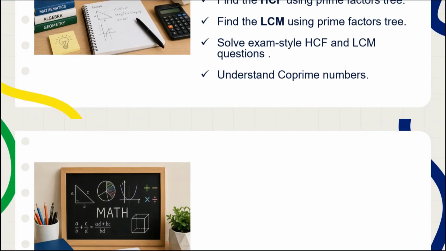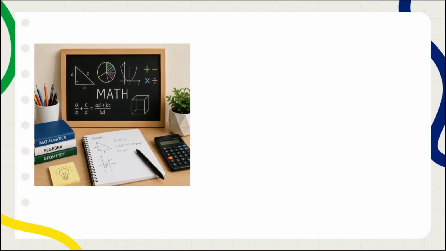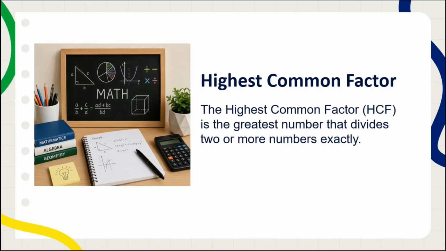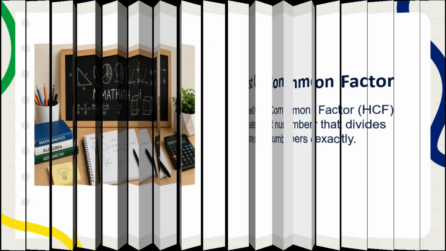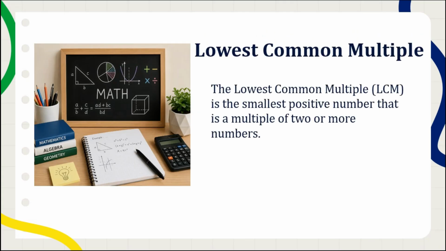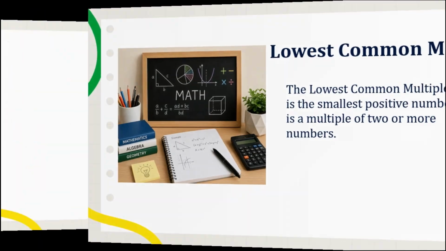Before we begin solving questions, let us understand these two important terms. Highest common factor. The highest common factor, HCF, is the greatest number that divides two or more numbers exactly. And the lowest common multiple, LCM, is the smallest positive number that is a multiple of two or more numbers. Now let's begin with our first example.